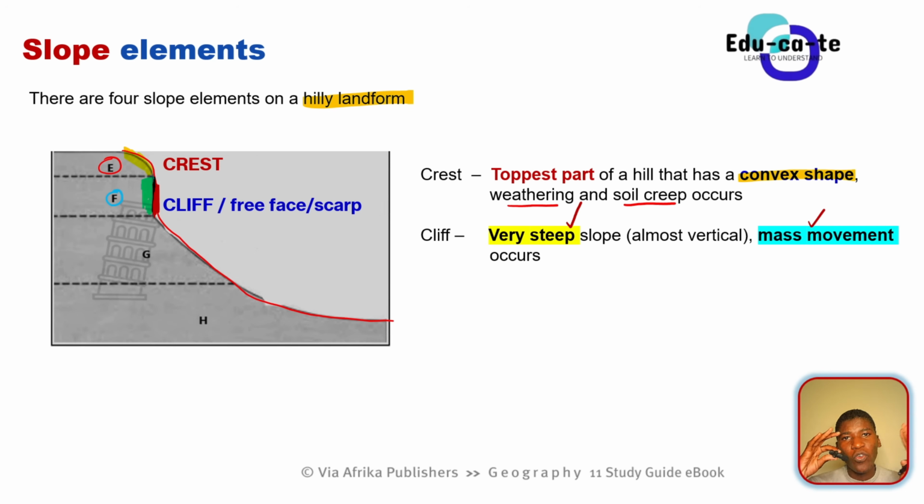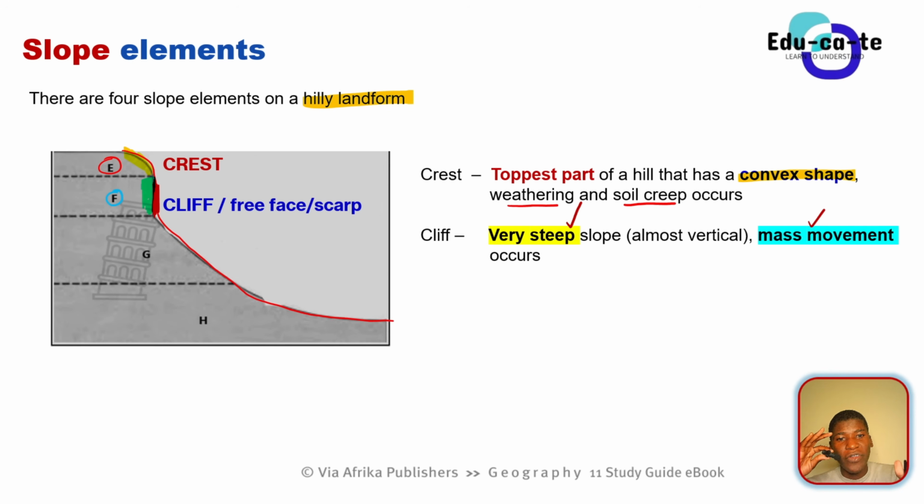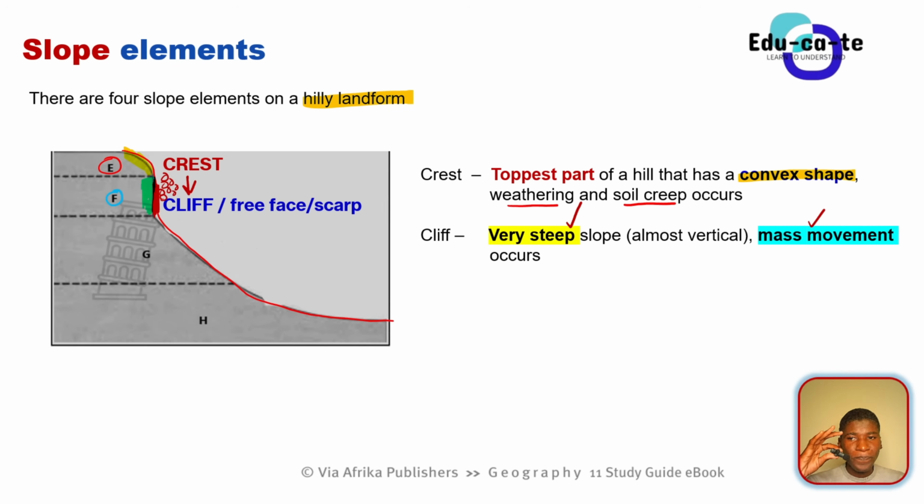So the main geomorphological process occurring at the cliff is mass movement, because you can see that it is almost vertical. Those stones cannot just sit there. Those stones have to move down. If the rocks are being broken down at the crest, those smaller stones have to move down here to the cliff. So the main geomorphological process occurring is mass movement.